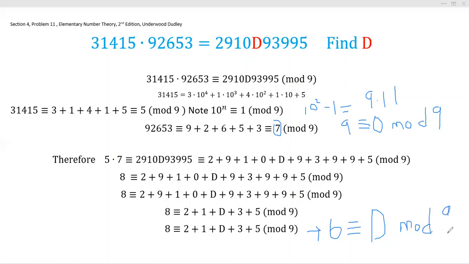And so that tells us there's what they call a reduced congruence class. You have 0, 1, 2, 3, 4, 5, 6, 7, 8 for modulo 9. And so 6 is the only choice, and it's the smallest choice. It also happens to be a decimal digit. And so the answer is D equals 6. Let me circle that, folks.